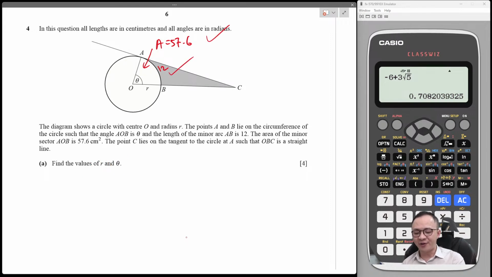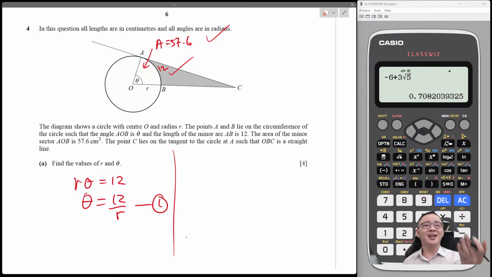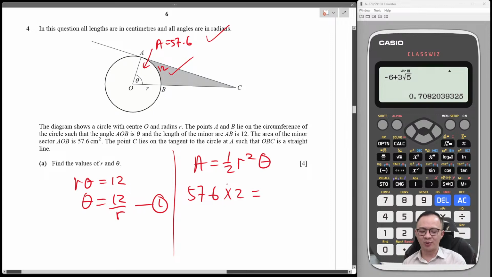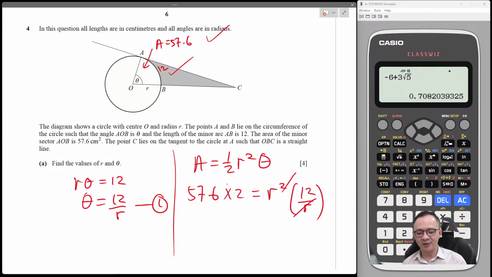So use the arc length first. R theta equals 12. So theta is basically 12 over R, is my first equation. Then we form another equation using the area, because I have the area. So A equals half R squared theta. Area is 57.6. The 1 over 2 moves to the other side, multiply by 2. R squared times theta, and theta is 12 over R. R and R cancel. So this one will give me what? 115.2 equals 12R.